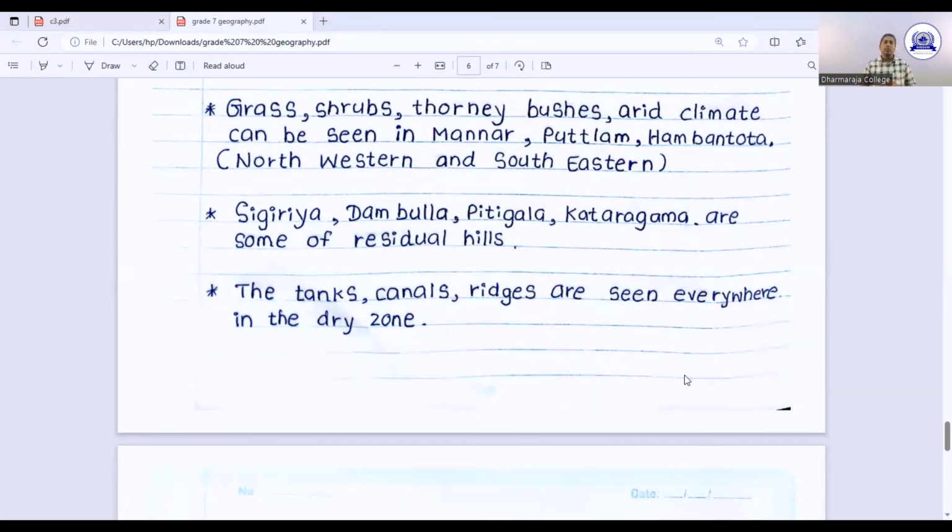Okay, I told you about the main features. We can see many tanks, water tanks, and canals. The Yan Oya canal, the Elahera canal, the man-made rivers, and some rivers are seen everywhere in the dry zone. So I explained very nicely about the main features of the dry zone. I showed you the main areas of the dry zone. I talked about the trees of the dry zone and the size of the leaves.